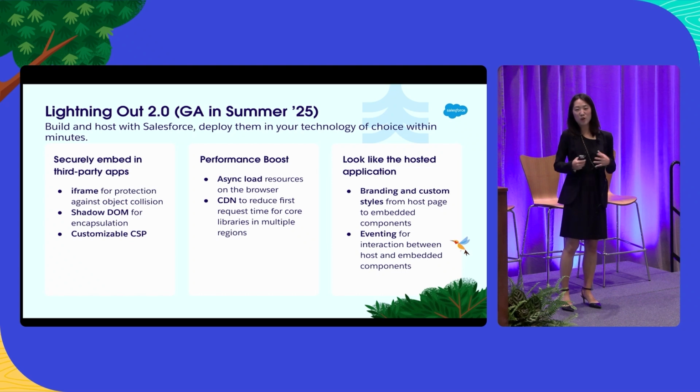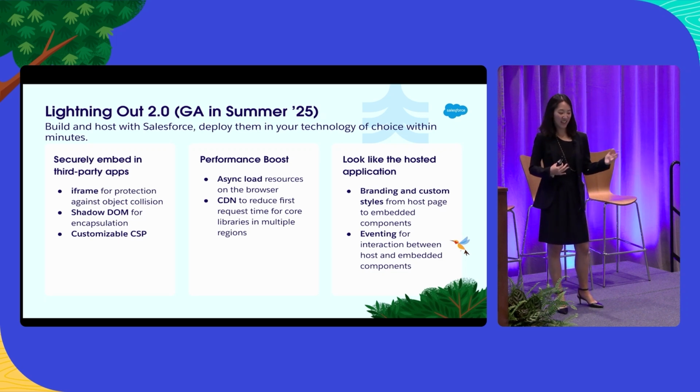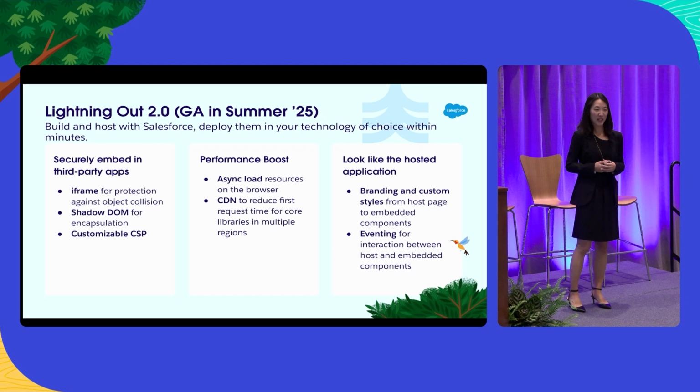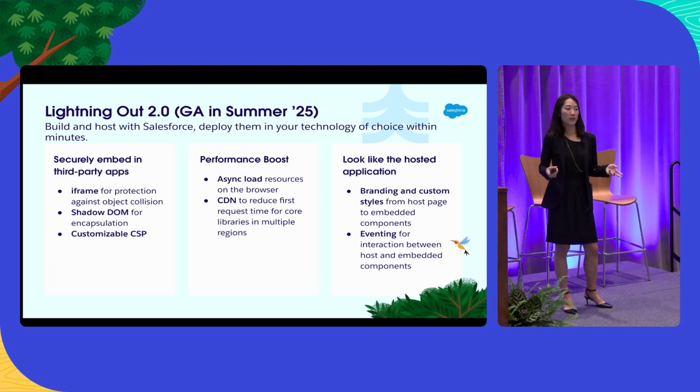We're also making an overall performance improvement by serving the Lightning Out library through a CDN and loading some of the dependent files by leveraging the async load. Lastly, we are making improvements with styling and branding capabilities. And so we are exposing styling hooks so that you can pass in styles from the Lightning Out application to the host page and vice versa, so that you can have a consistent brand experience with Lightning Out.